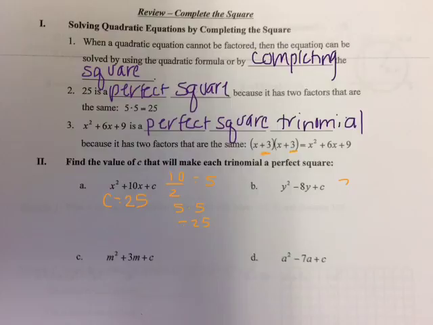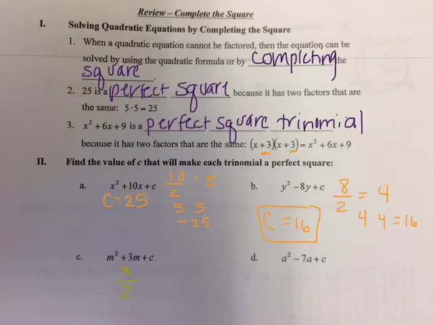To get the number, just cut 8 in half. We get 4. And 4 times 4 gives us 16. So C would equal 16. Follow that same pattern.